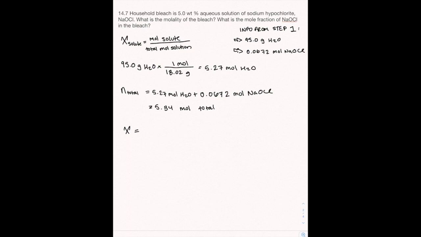So the mole fraction for NaOCl is the amount of moles of NaOCl, which is 0.0672, over the total moles of solution, which is 5.34 moles, and that gives you a mole fraction of 1.258 times 10 to the negative 2, unitless, because the moles cancel out, as we can see here.